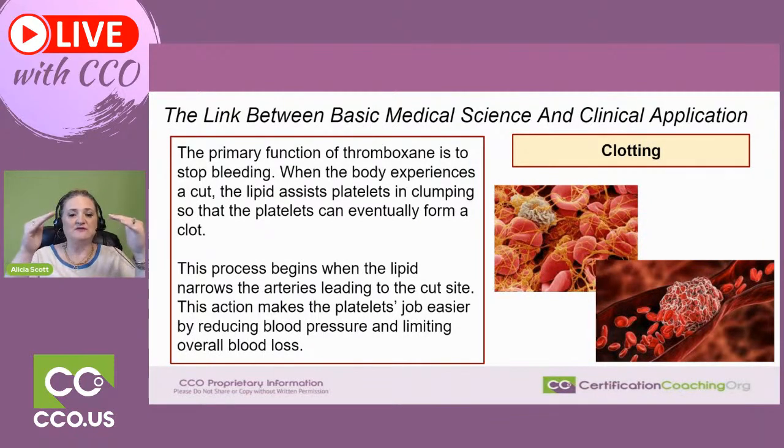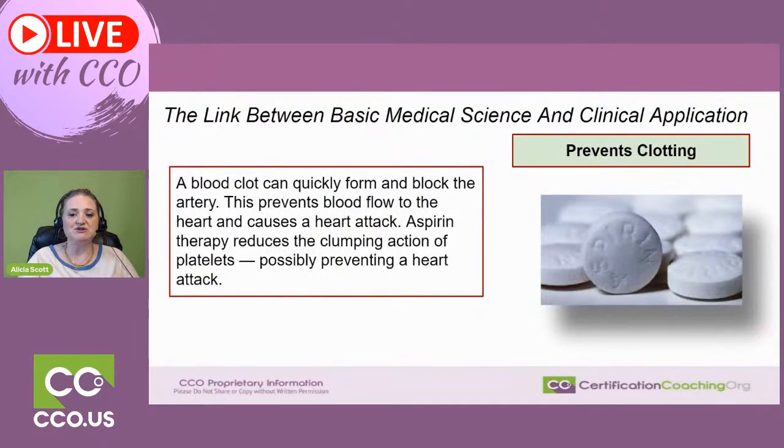So again, now we've talked about the process and a clinical application. So what's next? Well, we want to prevent that clotting. We want to prevent the thromboxane, and now there's several ways to do it. I'm just going down one rabbit hole here.